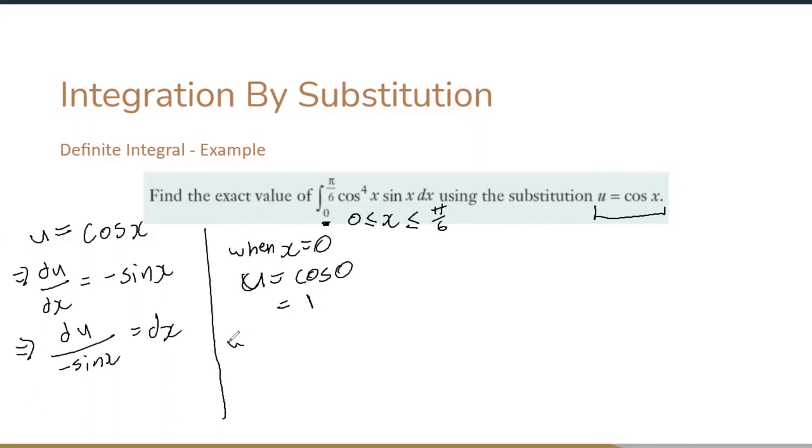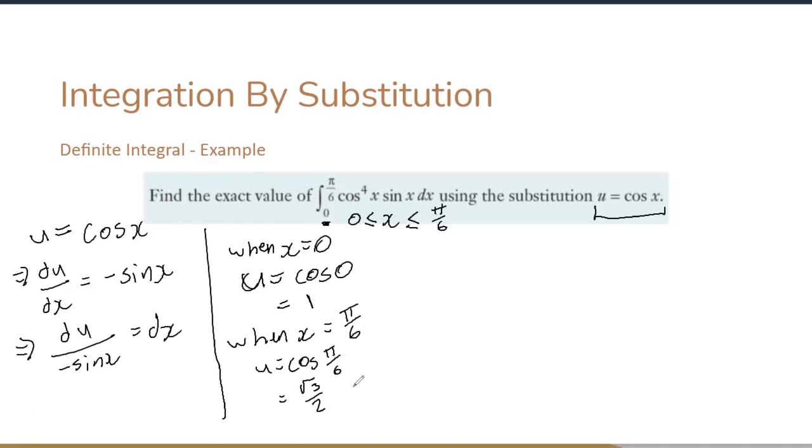And then when x is equal to pi on 6, I'm just going to then have u is equal to cos pi on 6. So that's just cos of 30 degrees, which you can get from your exact value triangles, which is just root 3 on 2. So nothing new there. But that tells us that our boundary conditions aren't 0 to pi on 6. It's actually 1 to root 3 on 2.